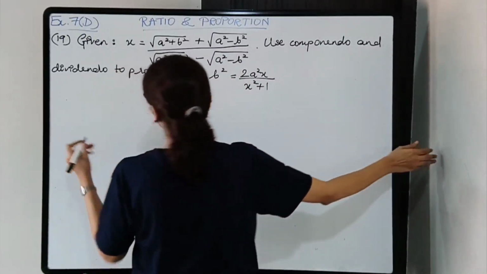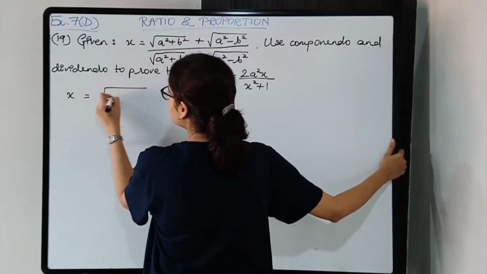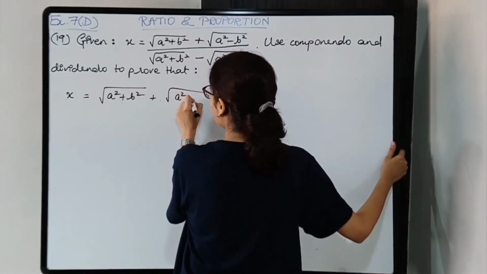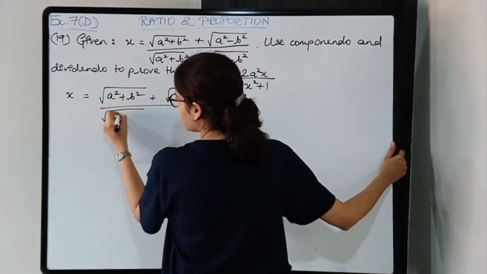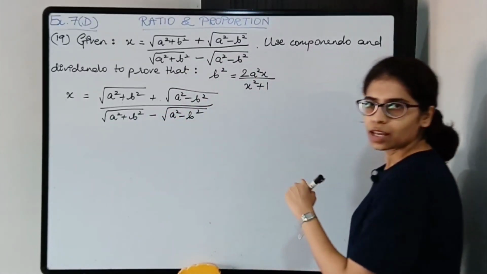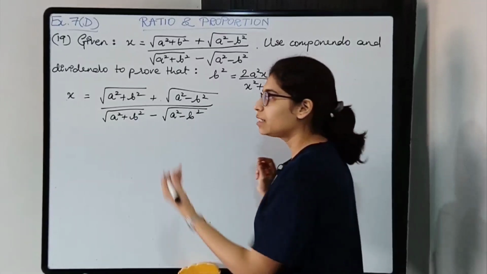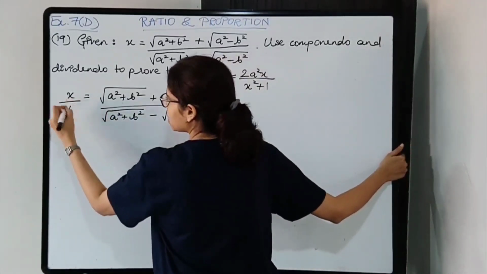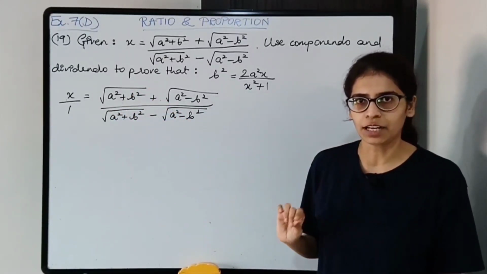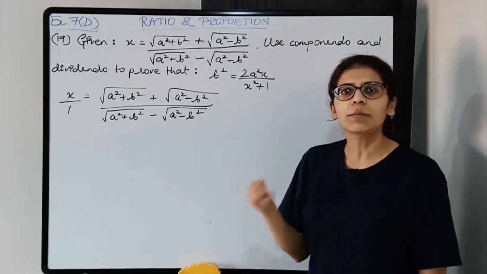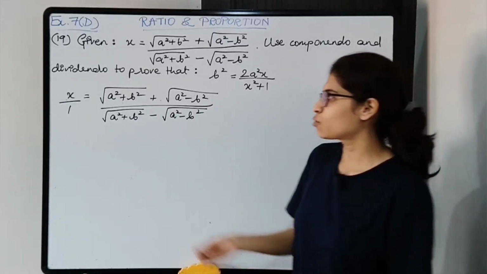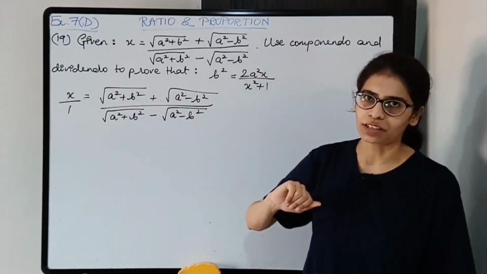You're given x is equal to square root of a square plus b square plus square root of a square minus b square upon square root of a square plus b square minus square root of a square minus b square. Now this is the given. You'll write down the given first, and in the next step you'll write x as x upon 1. I'm writing over here only, but in the next step you may express it in that form. After this we will apply componendo dividendo, because to apply componendo dividendo you need a numerator and denominator. There was no denominator given over here, so it is 1.